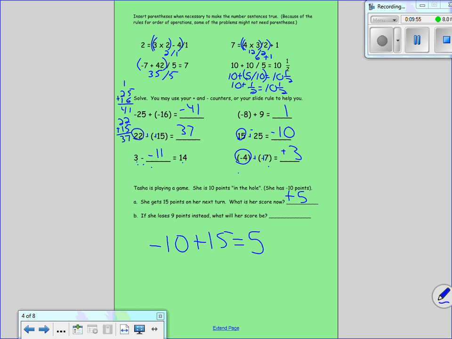If she loses 9 points instead, what would her score be? So let's say she has a negative 10 minus 9. I'm going to change colors here for my leave, add, change. I'm going to leave, add, change. Negative 10 plus a negative 9 gives me a negative 19.